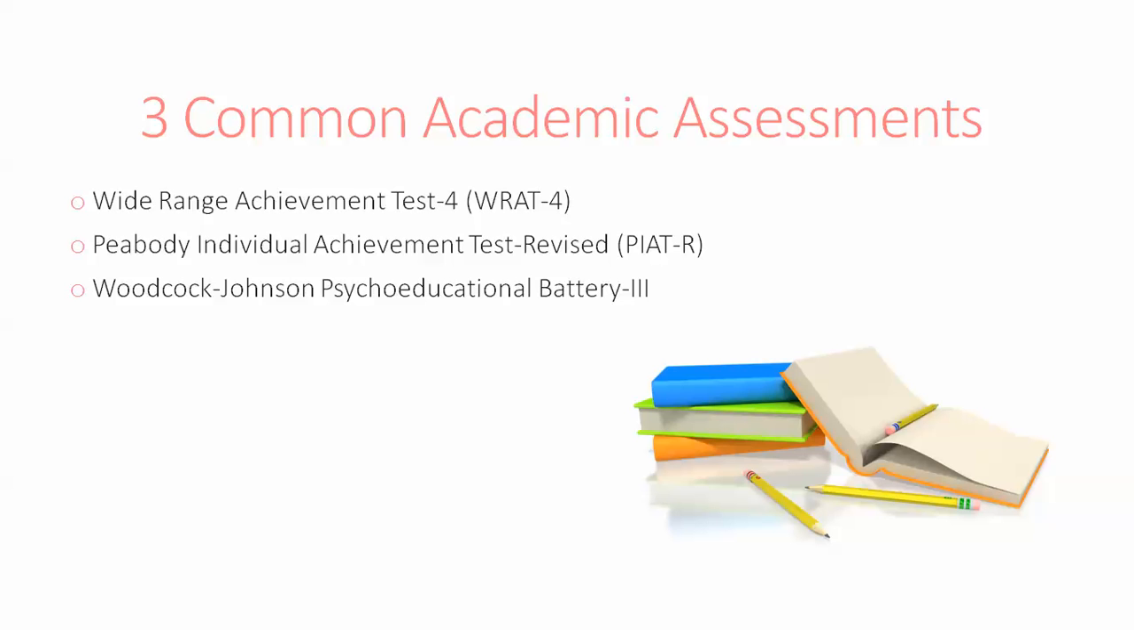Wide Range Achievement Test 4 is a norm reference test that is used on those who are ages 5 to 75. It tests decoding, spelling, and arithmetic. This is a very quick and reliable test.